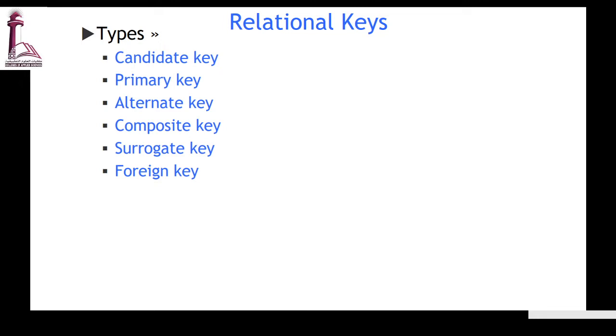What is the use of primary key? I told you it must be unique. Unique means it is used to identify a tuple in a table in a unique manner. So that is the purpose of primary key.